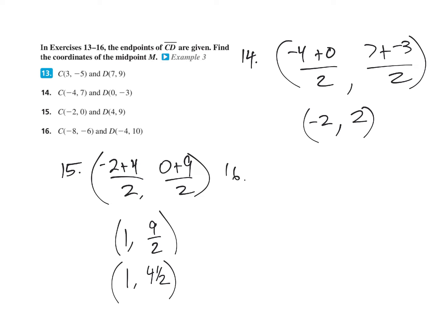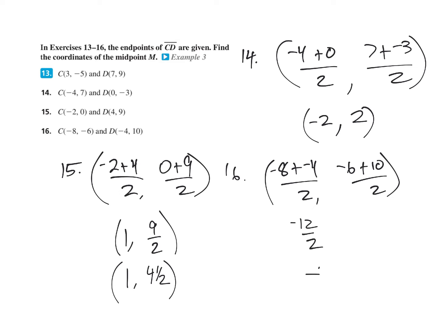16. The x's are -8 and -4, and the y's are -6 and 10. -8 and -4 is -12. -12 divided by 2 is -6. -6 and 10 is 4. 4 divided by 2 is 2. -6, 2.